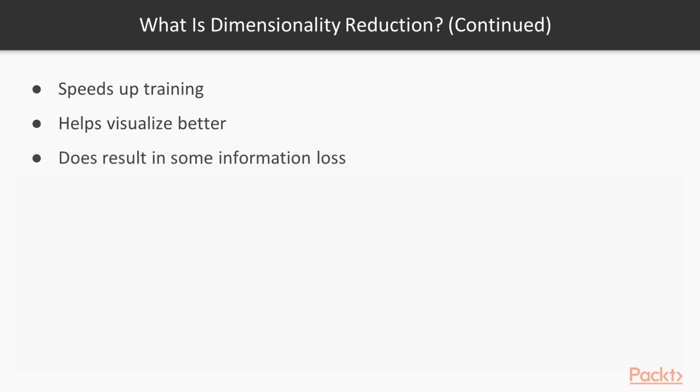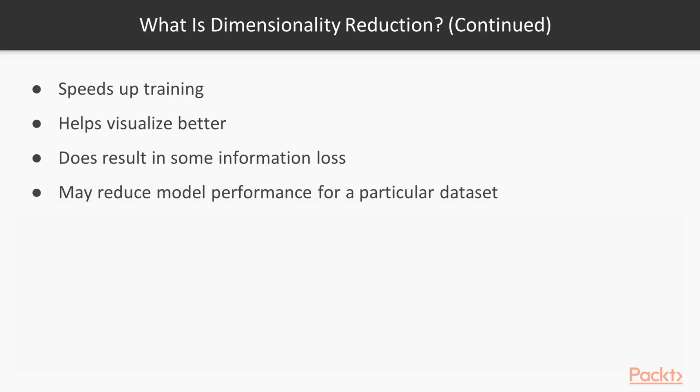However, it does result in some information loss, because think of data compression for images and videos. When we compress an image into, let's say, a JPEG image, there is always some loss in the data and some loss in the resolution. Similar to that, whenever we apply dimensionality reduction to our data set, there is always some loss, because along with noise, some real data will be removed no matter how small it is. So when we reconstruct the data back, we would have lost a little bit of information from the data. And this may reduce model performance for a particular data set.